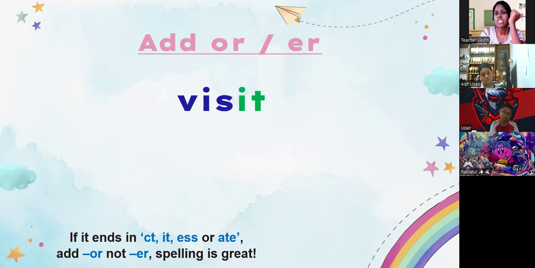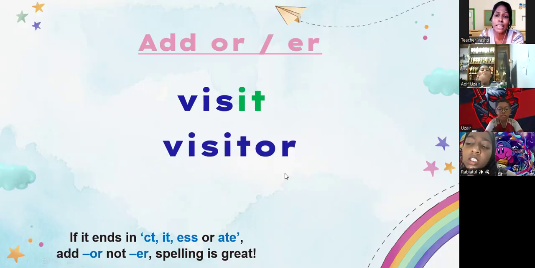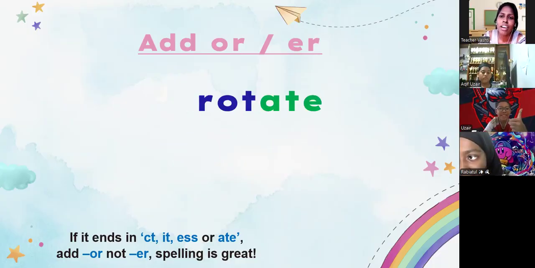How about visit? Visitor. Tambah ER ke OR? Why tambah OR? OR. Why? IT ada dalam lagu. If it ends in CT, IT, tambah OR. Visitor. OR. So what? Visitor. Bukan tor. Visitor. Okay. Visitor. Jangan sebut visitor. Hmm. Alamak. Visitor. Ya. Okay.